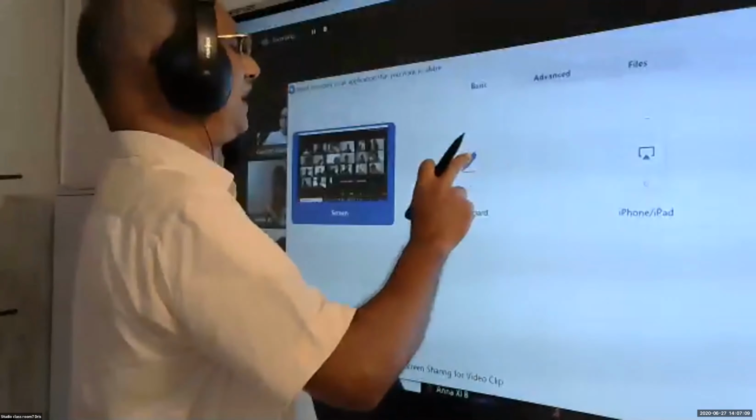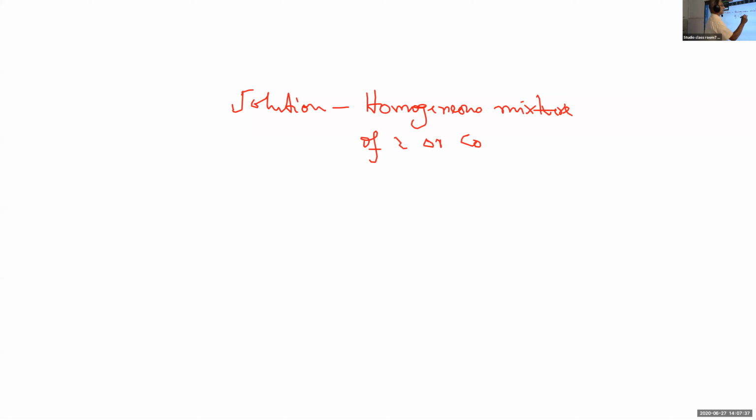So, let us go back to the definition of a solution. We will take all these things in detail the next solution. So, solution is a homogeneous mixture of two or more components.